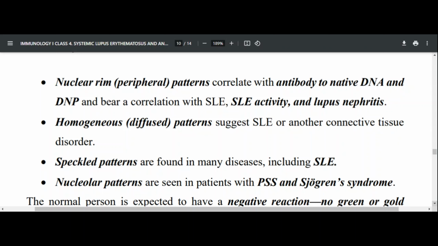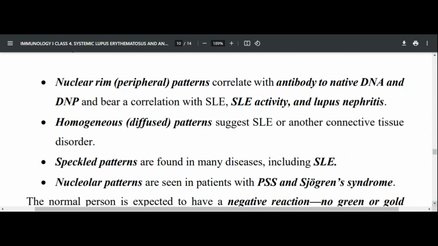So the second pattern is called homogeneous pattern, which is also diffuse pattern. This is also suggestive of systemic lupus erythematosus or another connective tissue disorder. Another one, which is called speckled pattern, is found in many diseases, including systemic lupus erythematosus. And nucleolar pattern is normally associated with progressive systemic sclerosis or Sjogren syndrome. So I hope you remember these disorders: PSS, what you call scleroderma, and Sjogren syndrome.